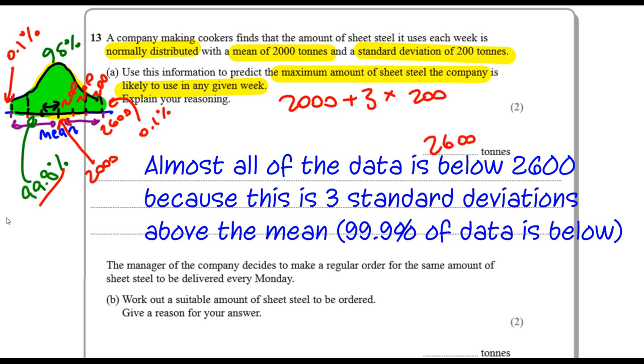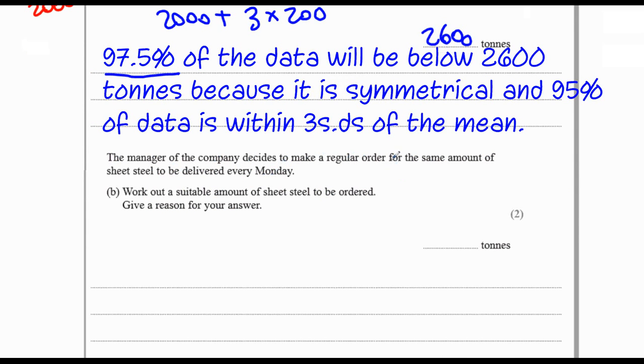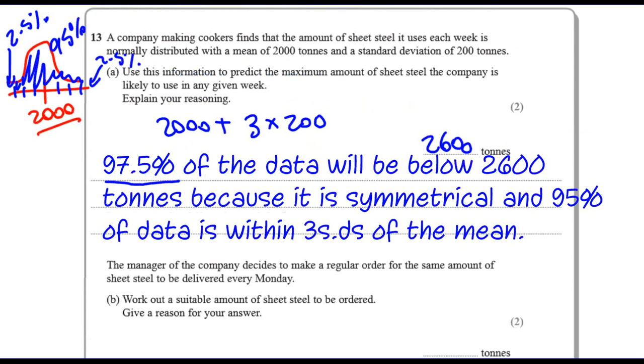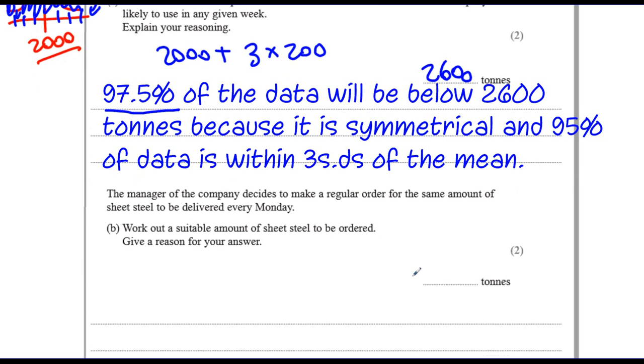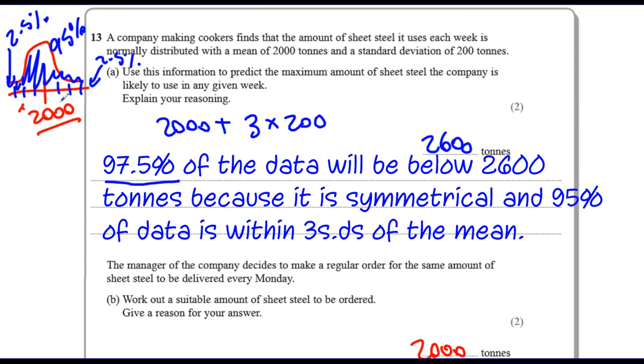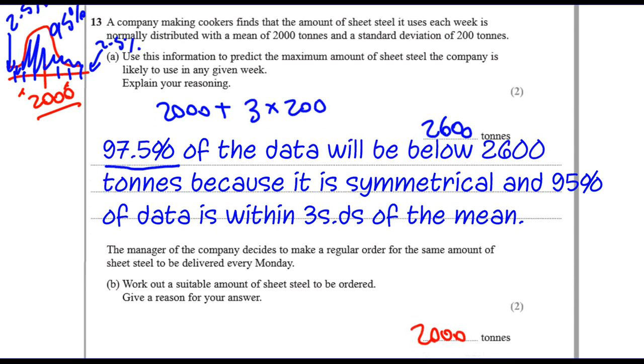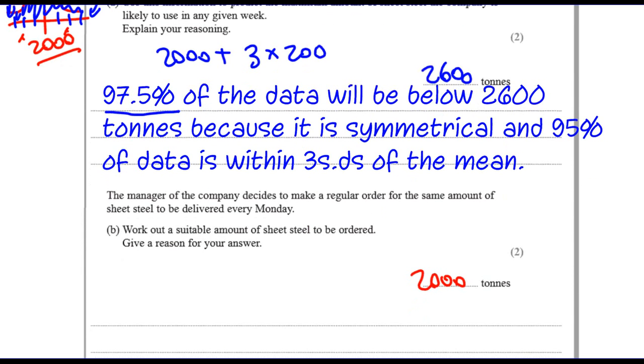This was a correction, so that's why you might see other writing instead of this now. The manager of the company decides to make a regular order for the same amount of steel sheets to be delivered every Monday. Work out a suitable amount of steel sheets to be ordered and give a reason. Well, like we said up here, 2000 is in the middle of all the data. That is your mean, your average. So that is a good idea of how much to have delivered each week, because sometimes you're going to use less, sometimes you're going to use more, but if you use more, then hopefully you had some left from last time, and if you use less, then you're going to have more left over for the time after.